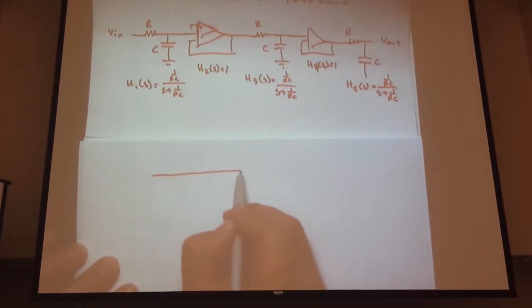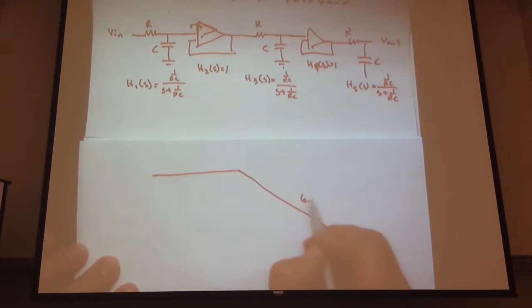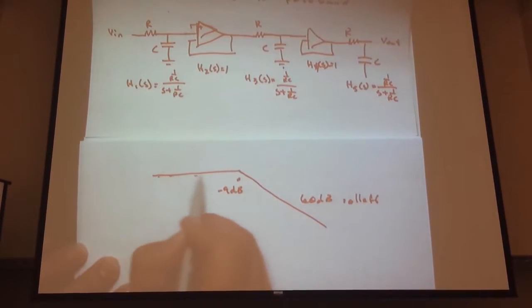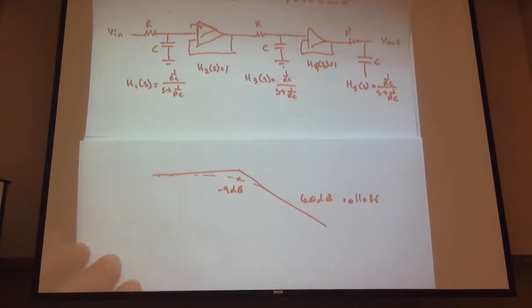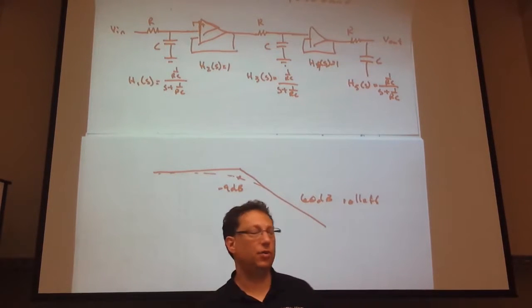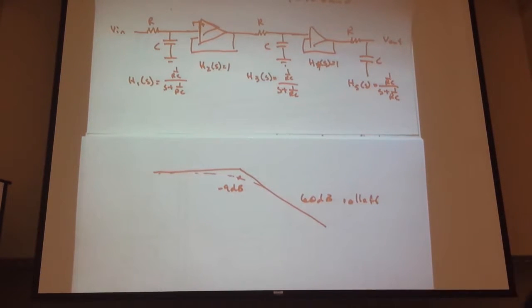It probably would have been a good idea to plot first. There's 60 dB roll-off. And there's our minus 9 dB. I'm calling this a low-pass filter, but we've kind of violated that 3 dB range for our passband. That's okay, I said that was a convention, it's not a fact of life.